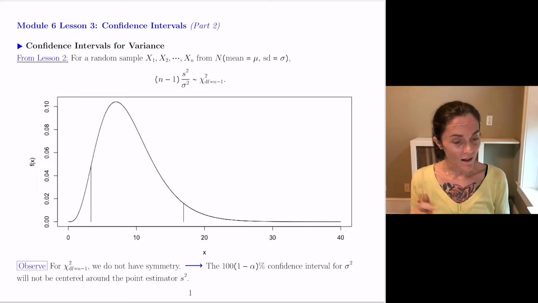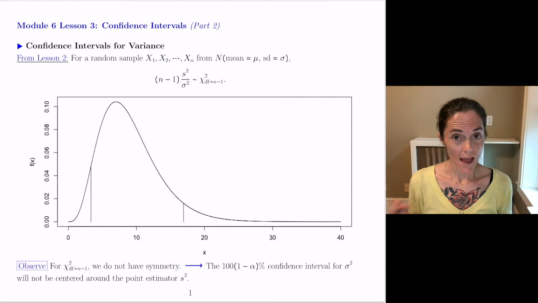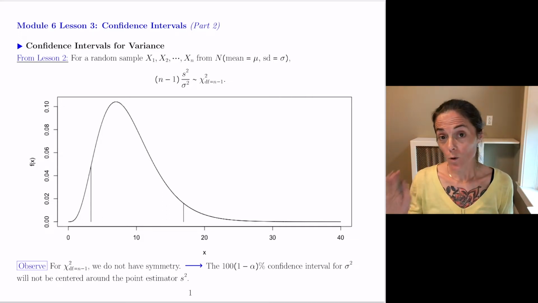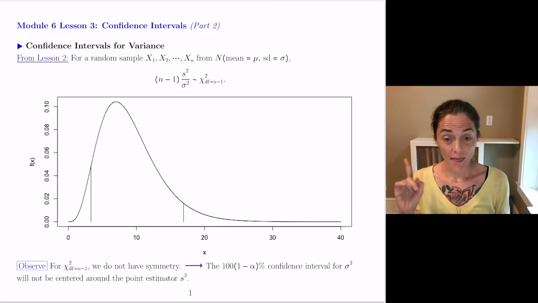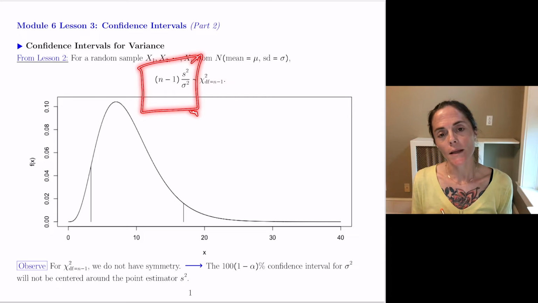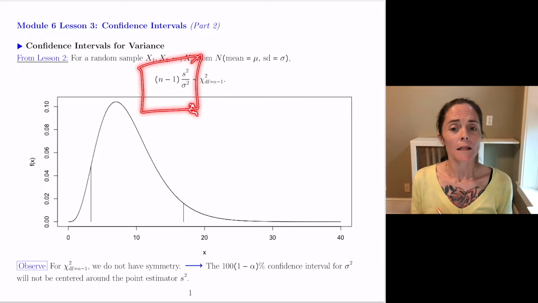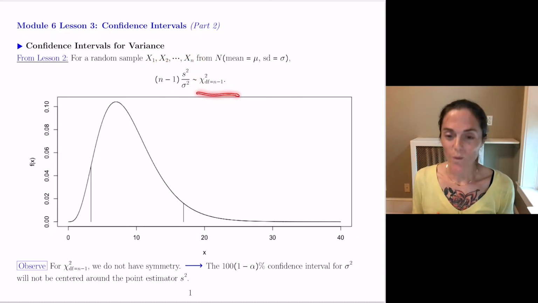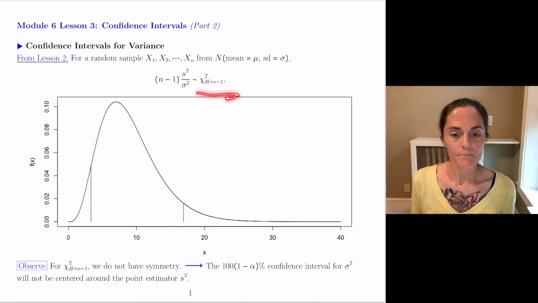We can recall from Lesson 2. Say you have a random sample, x1 through xn, from a normal distribution, mean mu, standard deviation sigma. Then this random variable, n minus 1 s squared over sigma squared, where s squared is the sample variance, is a chi-square random variable with n minus 1 degrees of freedom.